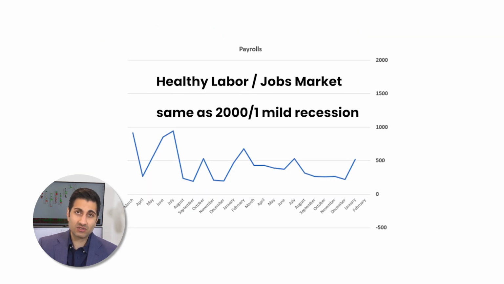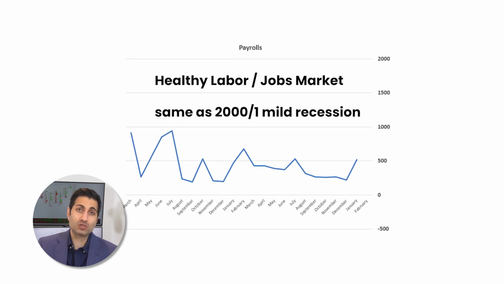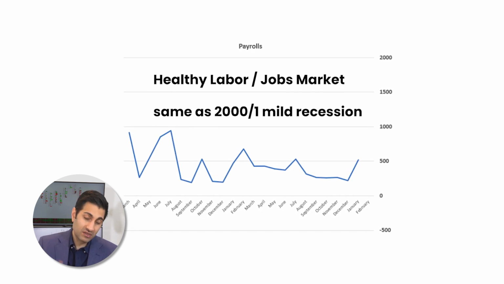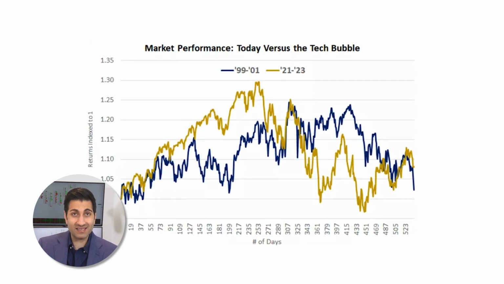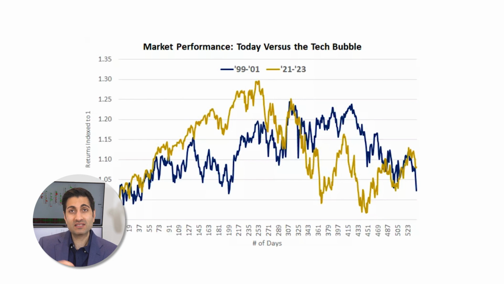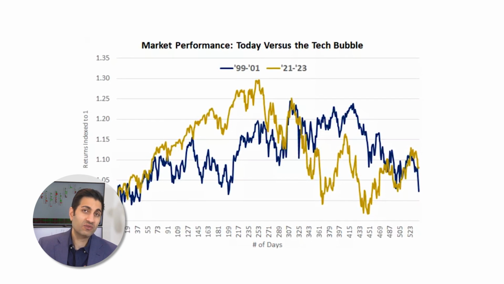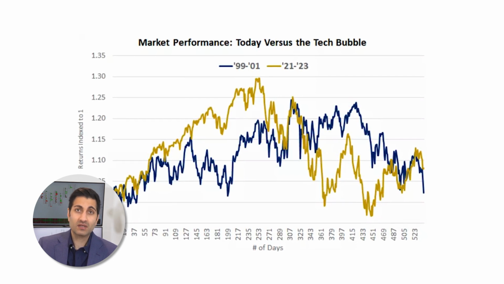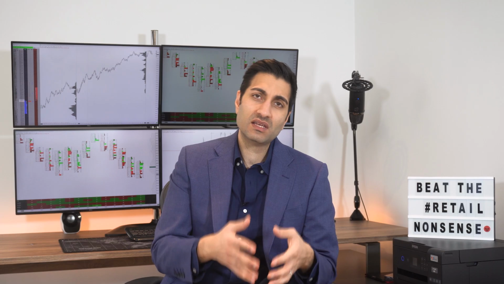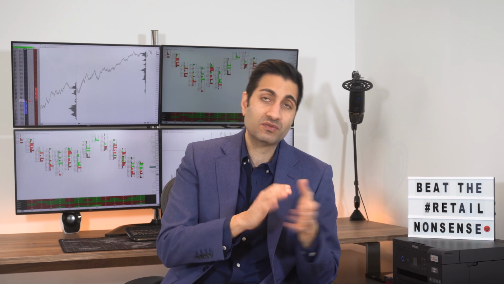That is the exact same scenario we have at present, with the economy and jobs market similarly strong coming into this rate hiking period. In fact, if we look at market performance today versus the tech bubble in 99 to 01, we can see further similarities in performance. So if this year turns out similar to that period, we should see a much milder recession. The same baseline scenario I gave in my last fundamentals update.